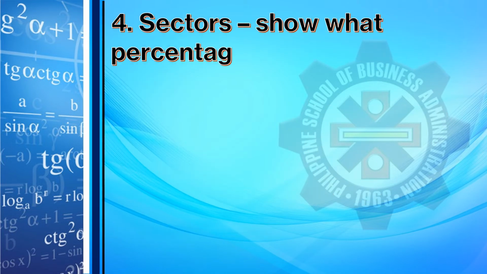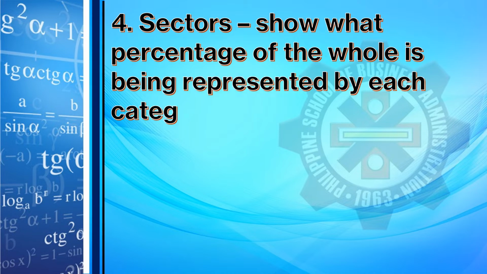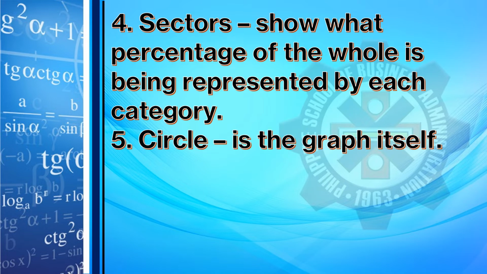Next is the sector. Show what percentage of the whole is being represented by each category. So, it's important that we indicate the percentage so it is easier for us to see the portion that we are showing in the graph. And then, the last one is the circle. So, the graph itself. Okay.